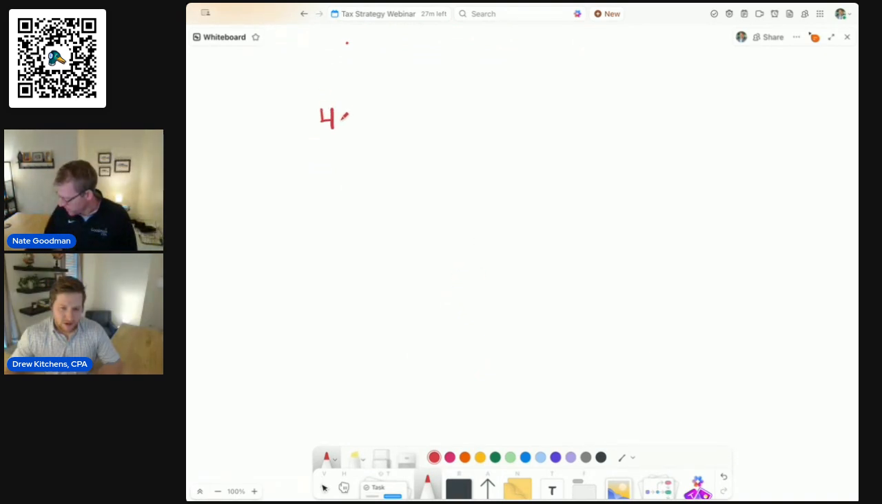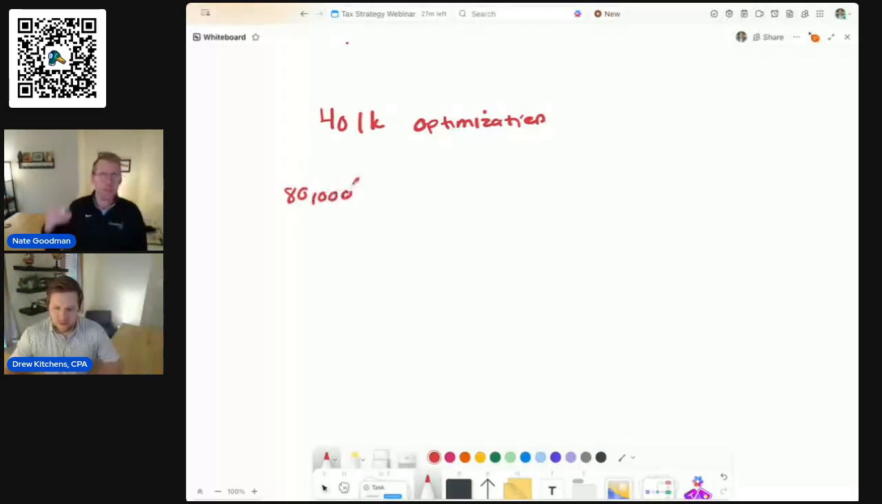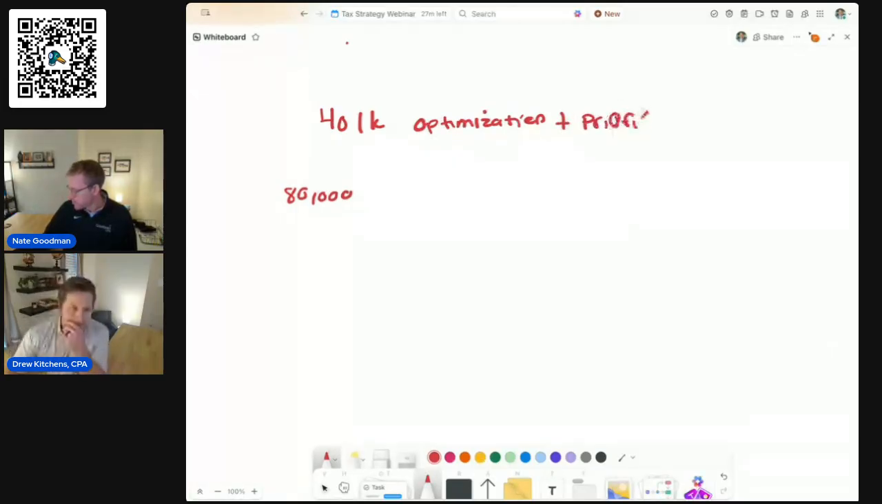So let's look at 401k optimization. If you're going to pay yourself $80,000, the max that you can do if you do a 401k plus a profit share that the employer can contribute to you is going to be 25%.